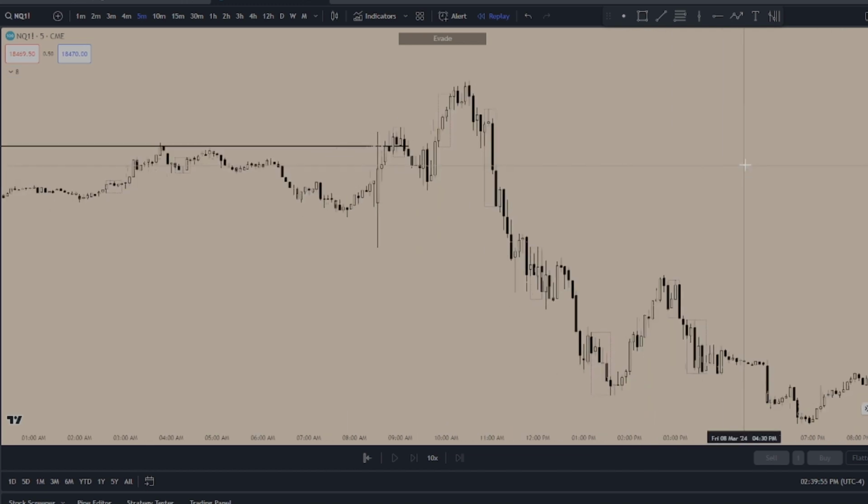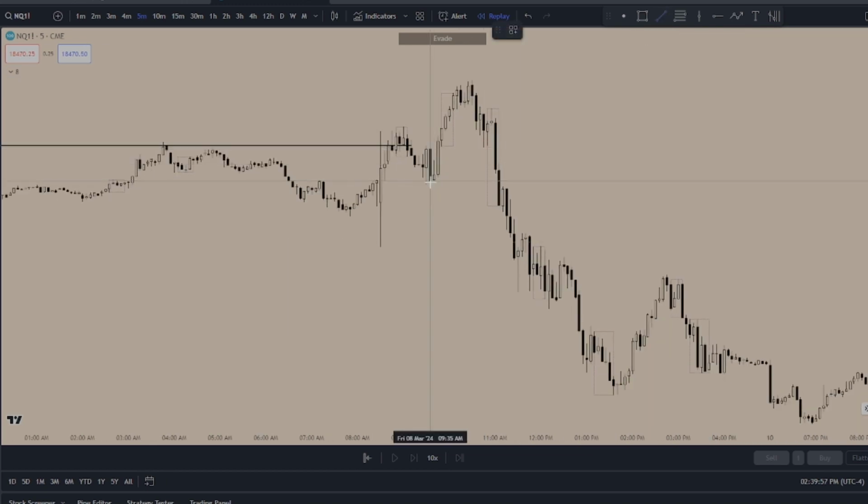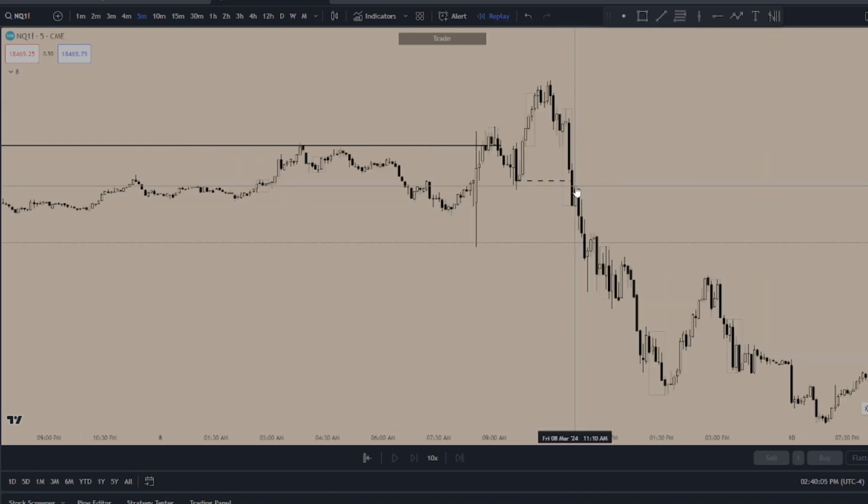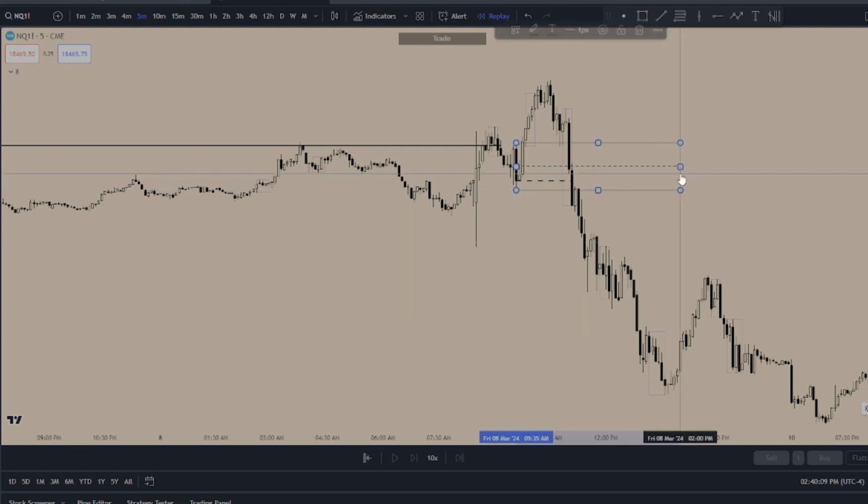So if we annotate that like we're trading a 2022 model, this is what that would look like, right? We have our shift in market structure right here. We have our retracement. Breaker block is right here. You sell that short. There's your 2022 model utilizing a breaker block.